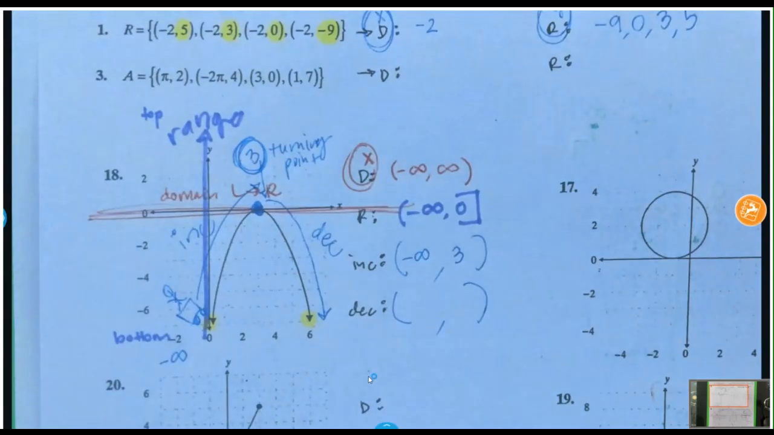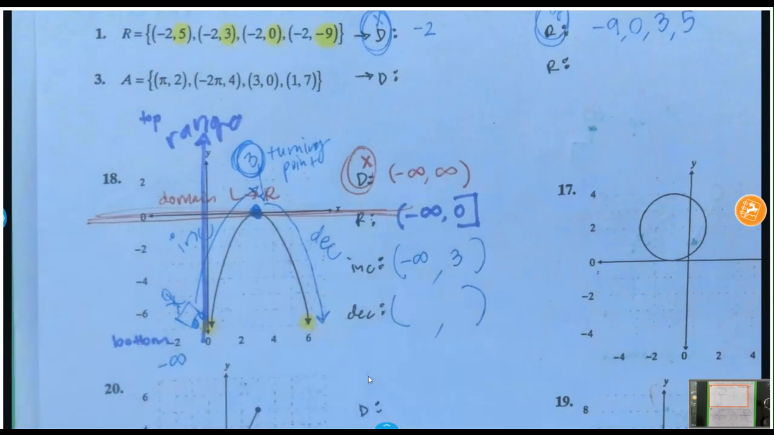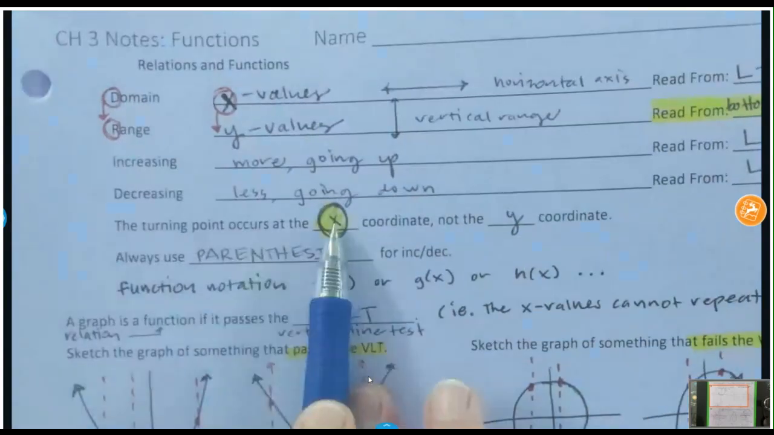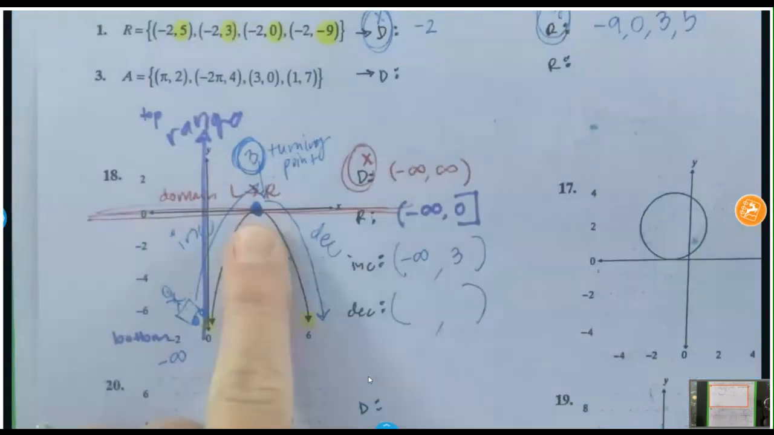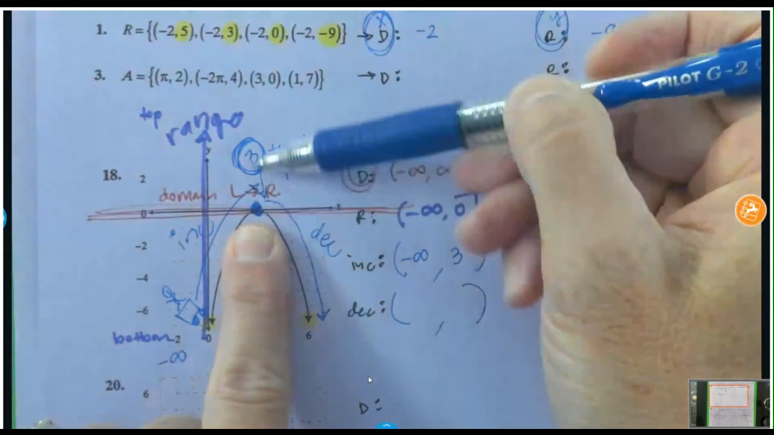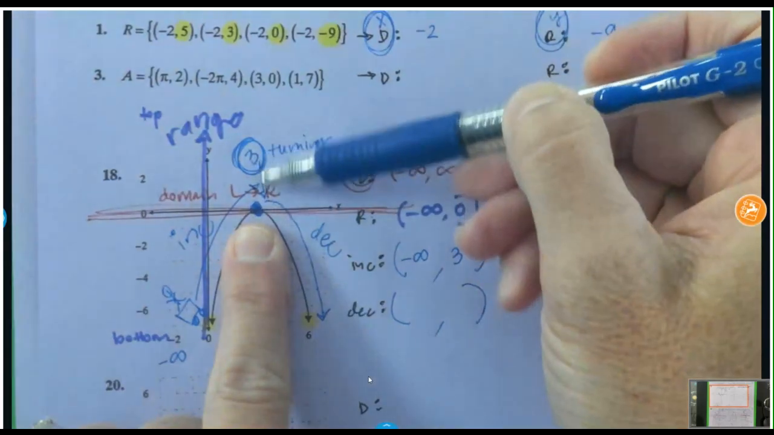No, you use your X coordinate. Go back to your notes. That's what I just said. The turning point occurs at the X coordinate, not the Y. So our X coordinate here is 3. Our turning point is 3. You use the X coordinate, not the Y.